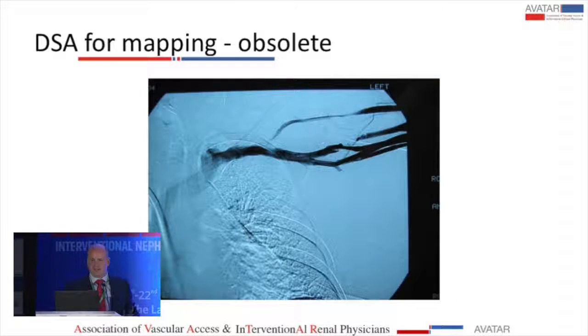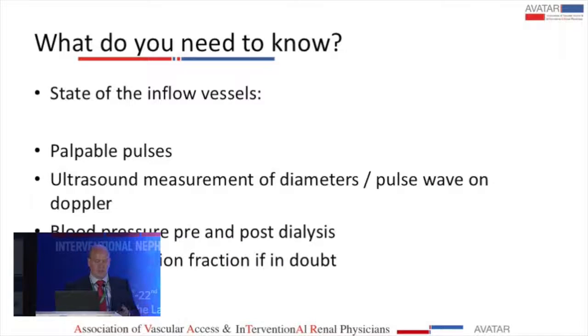Duplex scanners are ubiquitous, and they should be here too. We have them in every clinic room. We have them in theaters. And I would suggest you shouldn't embark on any AV procedure without scanning them, if that's an option. DSA angiogram is for mapping, which we don't use anymore except for the central veins occasionally. So you also need to know about the inflow vessels, the arteries.